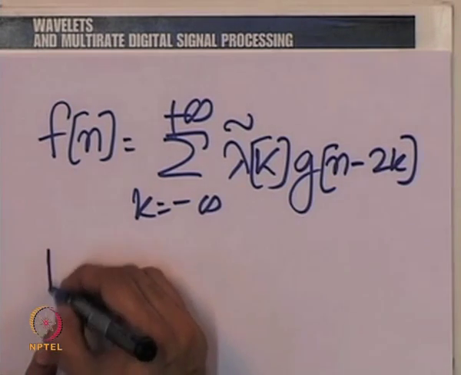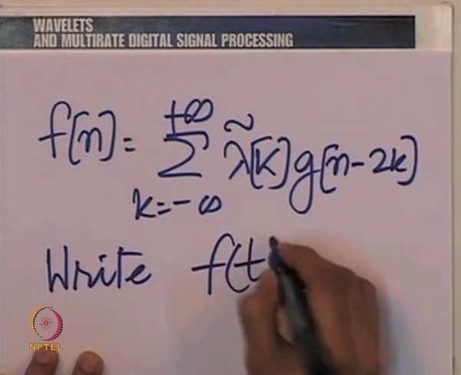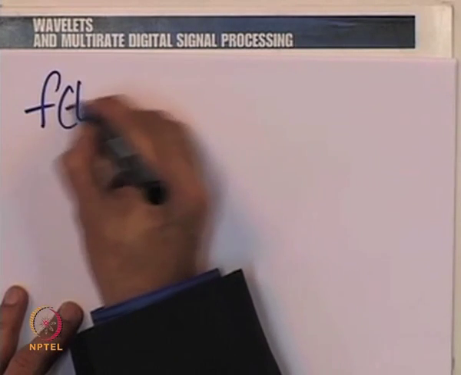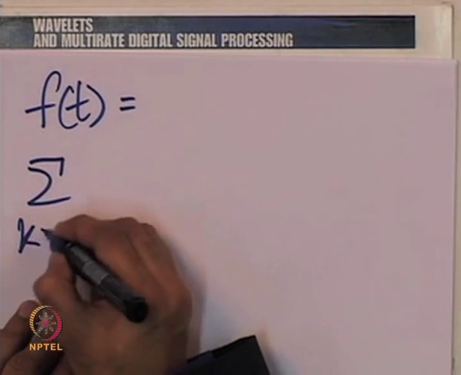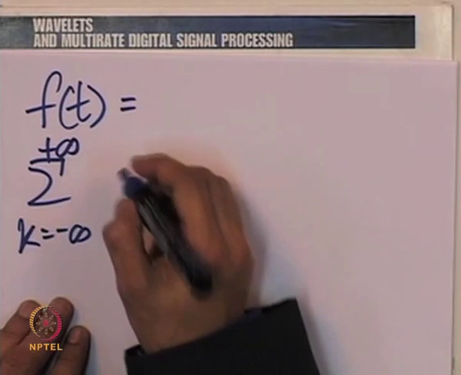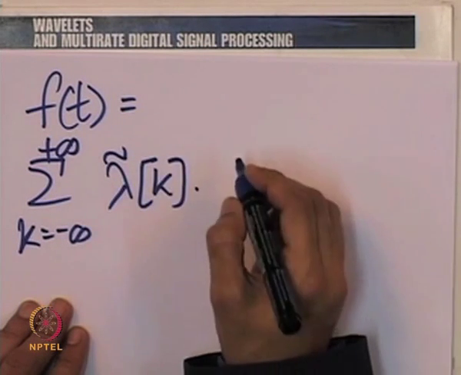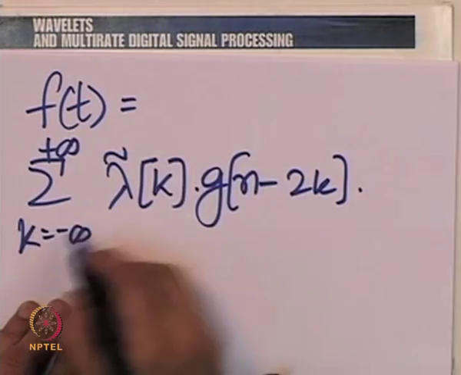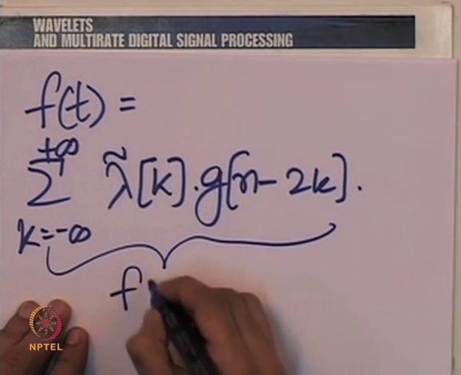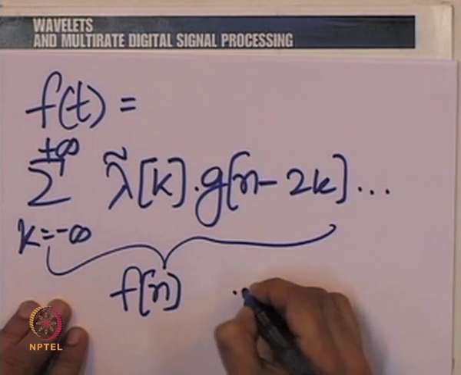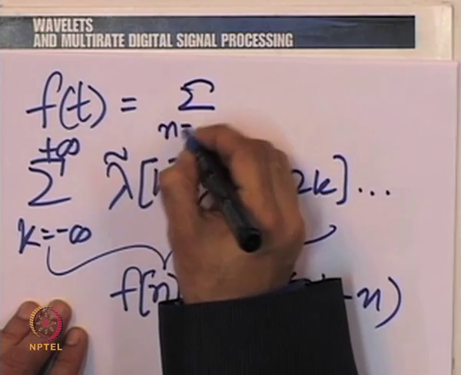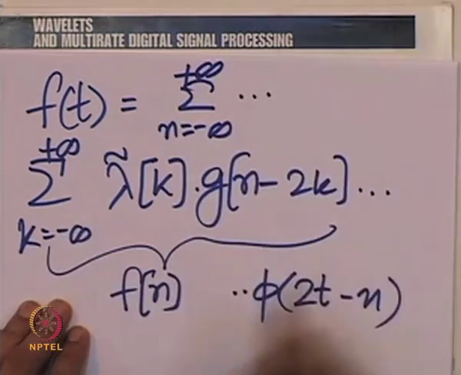And therefore, we shall now write down f(t), and f(t), the typical prototypical function in W0, has the following form. f(t) is summation on all k lambda tilde[k] g[n minus 2k] times. Now, you see, there is a summation, this is f[n], the whole thing is f[n]. And this needs to be multiplied by phi(2t minus n) and summed over all n. So, sum over all n times this.